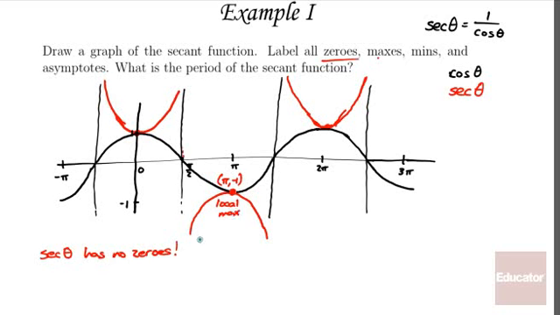Minimum at 0, 1 is a local min. 2 pi, 1 is a local min. And so on. It has a local min or a local max every pi units. So we've got the maxes and the mins. The asymptotes are the places where the secant blows up to infinity or drops down to negative infinity. And so that's an asymptote at negative pi over 2.